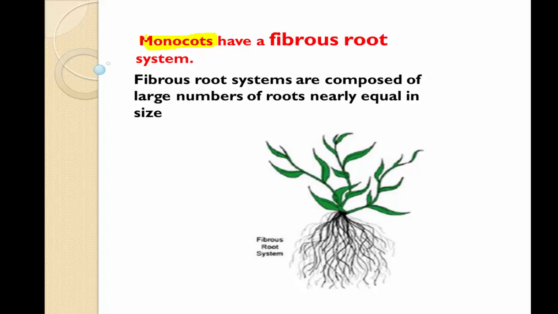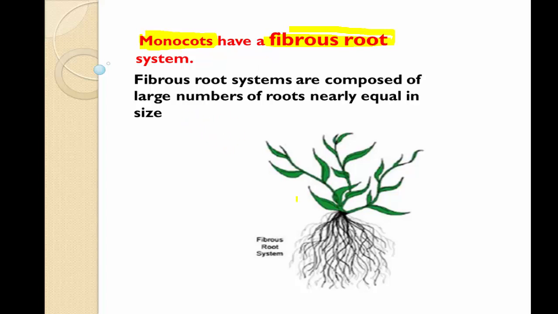So in monocots, the seed consists of only one cotyledon. Only one part is present in the seed and such seeds are called monocots. The plants are called monocotyledons or monocots, very short term. The monocots are characterized by the presence of fibrous root system. So dicots have taproot system. Monocots are having fibrous root system.